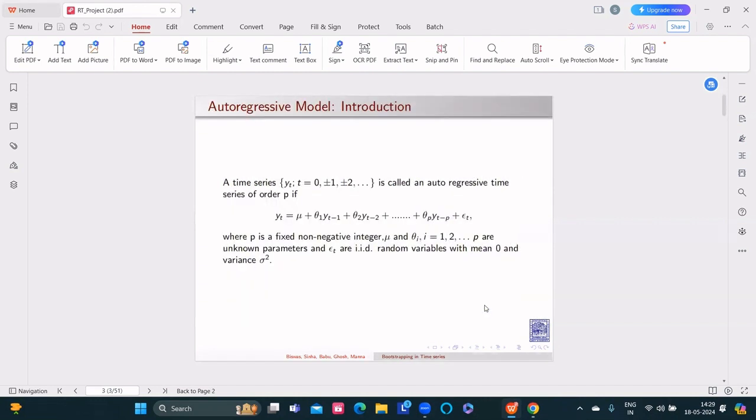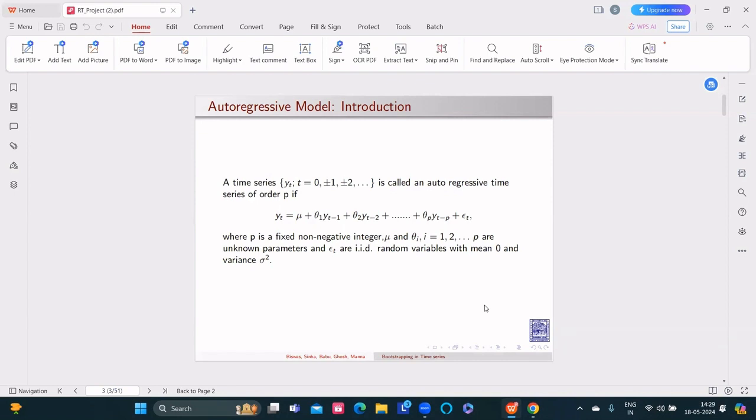Now, autoregressive model, a time series is said to be an autoregressive model of order P if it can be represented as yt equal to mu plus theta 1 yt minus 1 plus theta 2 yt minus 2 and so on up till theta p yt minus p plus epsilon t, where p is a fixed non-negative integer and mu is said to be the mean of the time series, and theta i are the parameters of the autoregressive model, and epsilon t are IID random variables with mean 0 and variance sigma square.